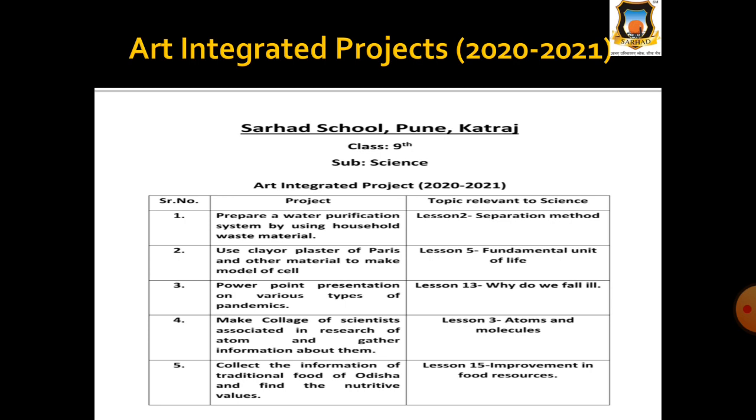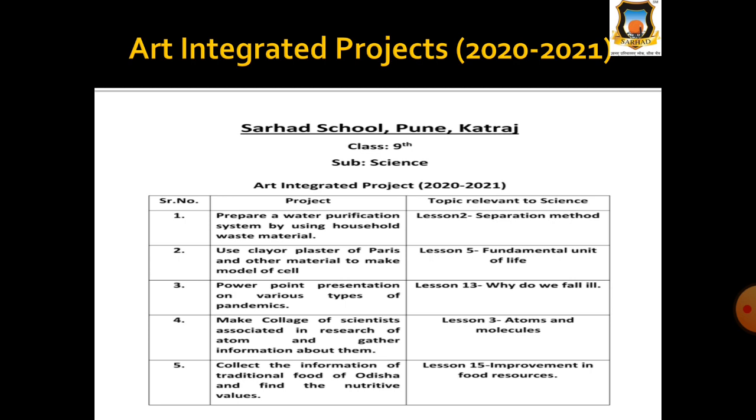Then lesson number 5, fundamental unit of life. For that, use clear plaster of Paris and other material to make the model of a cell. Then lesson number 13, why do we fall ill? Make a PowerPoint presentation on various types of pandemics. You can consider any type of pandemic, okay? You can consider this coronavirus pandemic also.